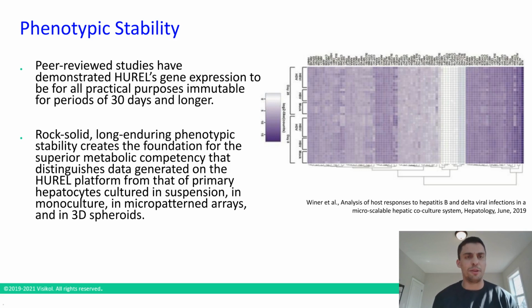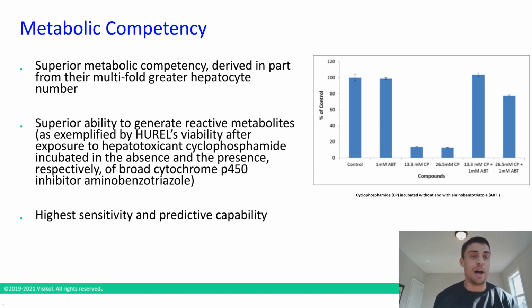I mentioned the phenotypic stability. We have published several papers on this, but as far as comparing to other models, it's just not even close. Phenotypic stability of the Hirel system is the gold standard in the space as far as long-term, long-lasting stability, especially compared to 3D cell culture models that are out there. And for metabolic competency, it has the highest sensitivity and predictive capability in the space compared to other 2D, compared to 3D. And a lot of that is due to just a large number of hepatocytes in the system. That also is why it's so helpful with looking at low clearance compounds. But this Hirel microliver model platform is really ideal for metabolism studies, PK, PD studies, and really is just a tried and true approach for looking at those.